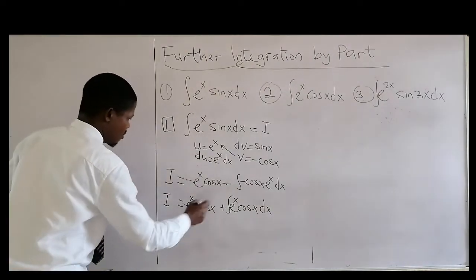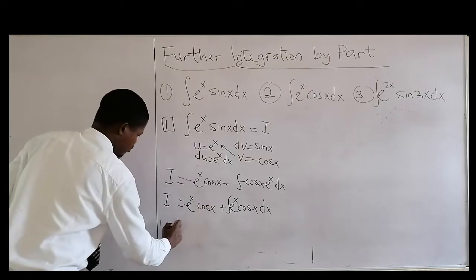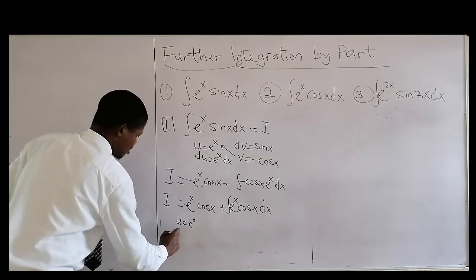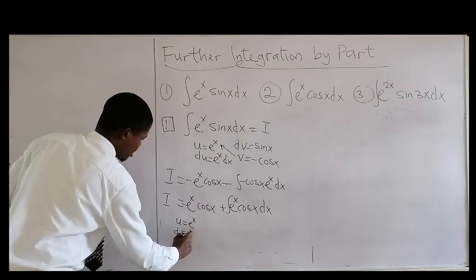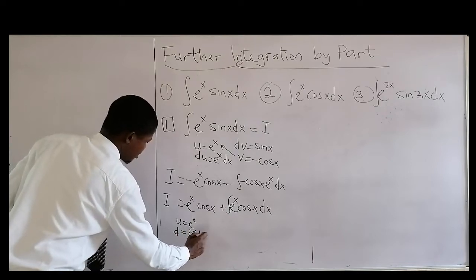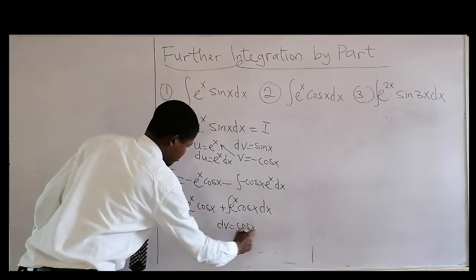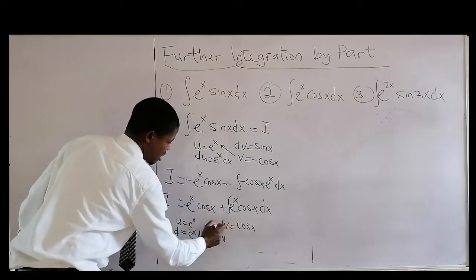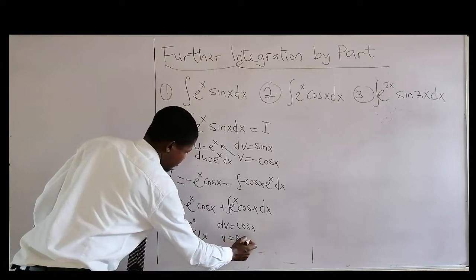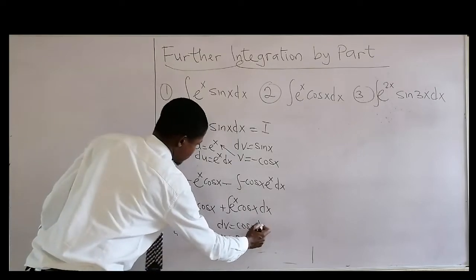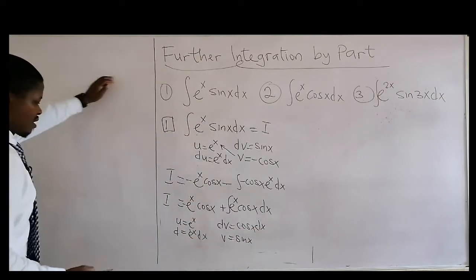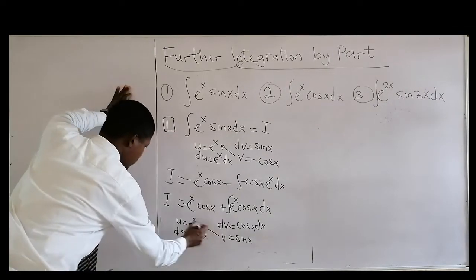So we now do the same thing. Your u is what? e^x. The du is what? e^x dx. Then the dv is what? cos x dx. So v is what? Integrate both sides, so sin x. Okay, then we now have uv.